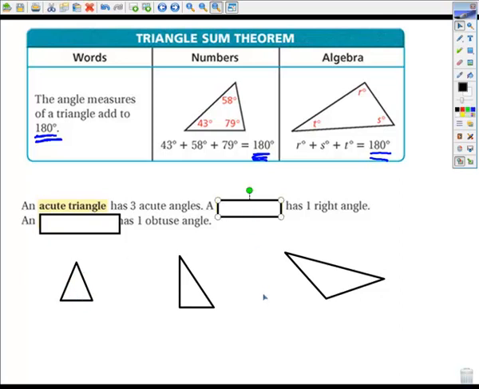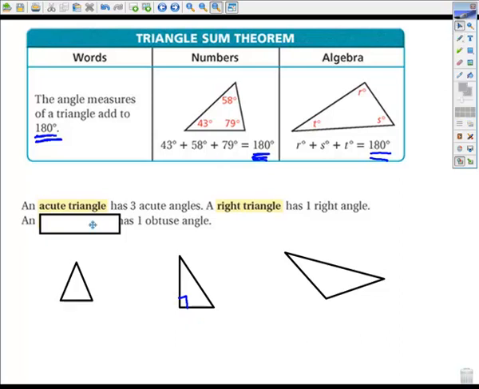And a blank has one right angle, and that's a right triangle. Remember, a right triangle has the one right angle in the corner, and it can't have more than one right angle because the sum total has to equal 180. If I have more than one right angle, I'm going to automatically have 90 plus 90. That takes the 180, and then I wouldn't have a third angle in the triangle.